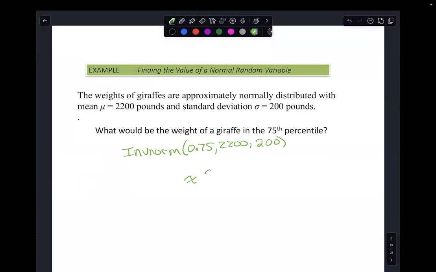I got 2334.898 approximately. How did we do? Good. Yay! I love it. All right. So the giraffe weighs about 2334 pounds, 2335 pounds. Man, that is a heavy animal.